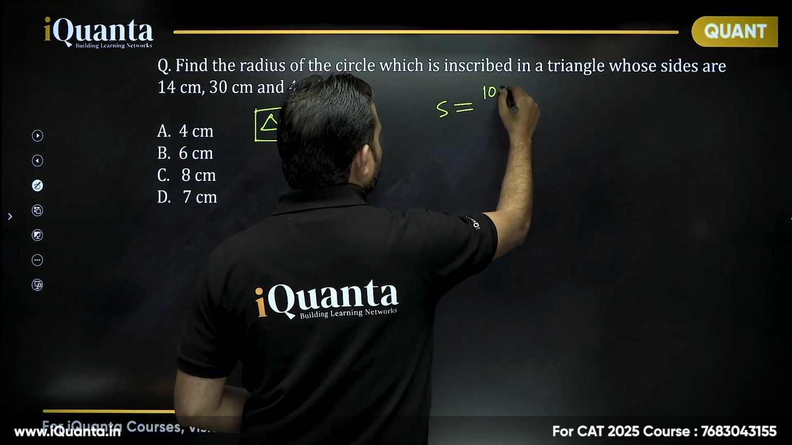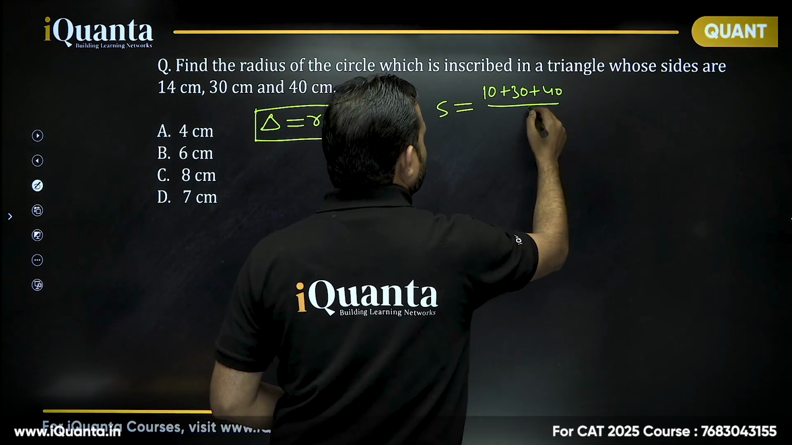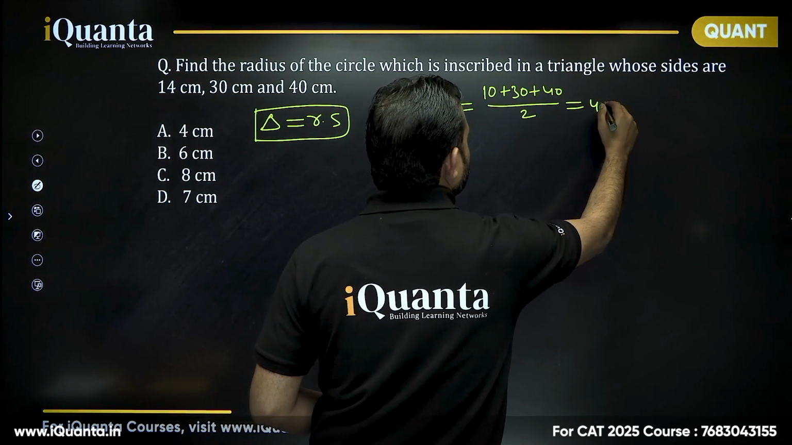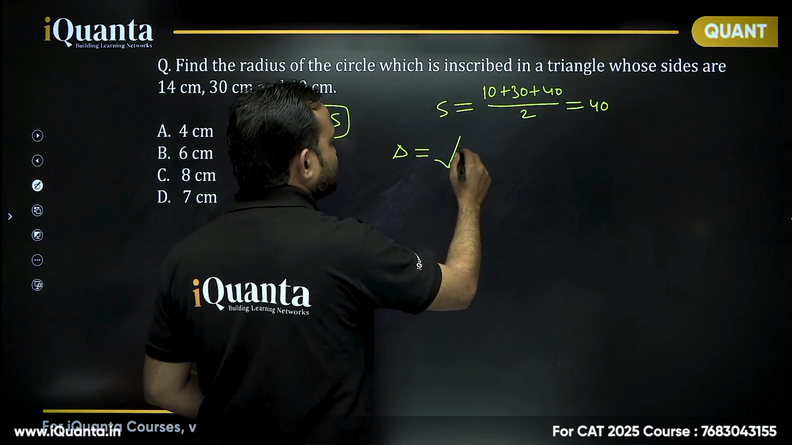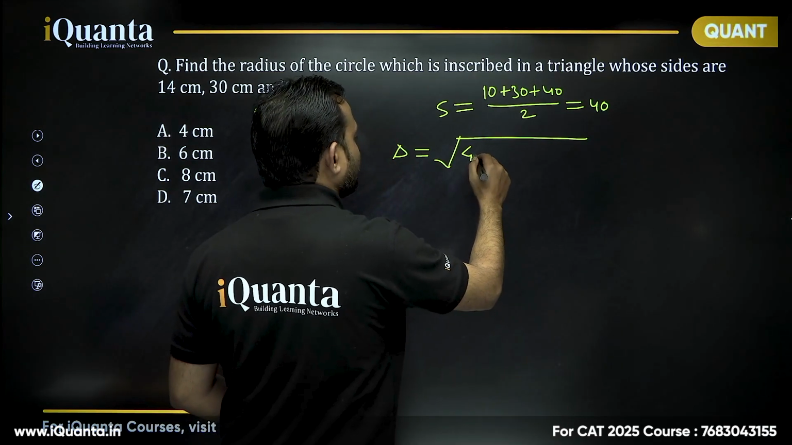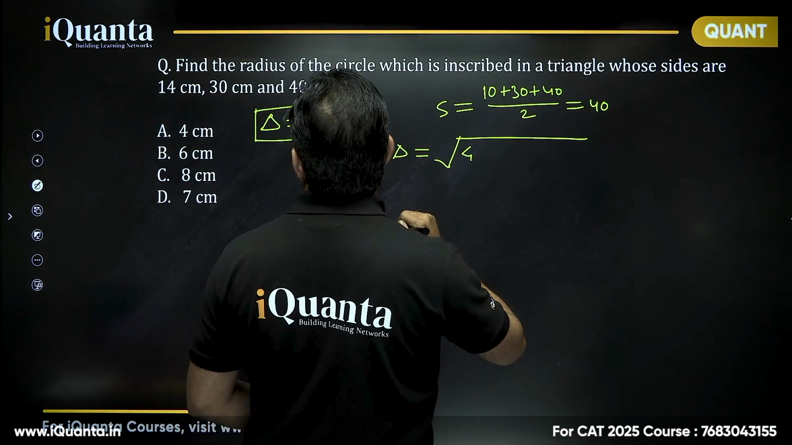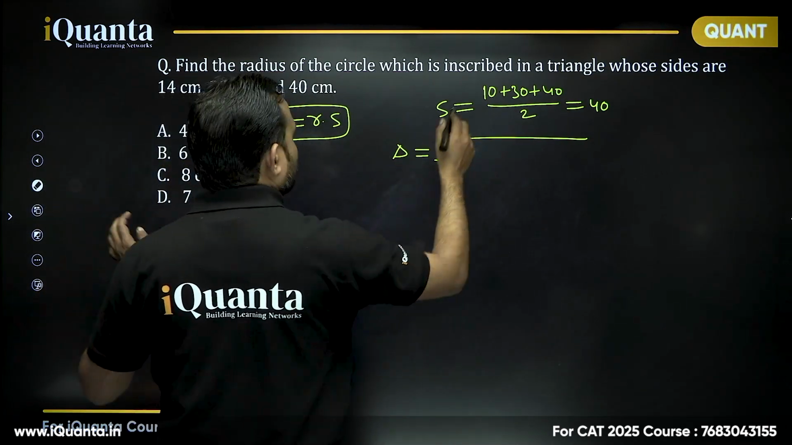S will be equal to 10 plus 30 plus 40 upon 2, which is equal to 40. Now we can find the area of this triangle. Area of triangle is nothing but the square root of S into S minus A, S minus B, S minus C. So we can put 40, this is 40. One second. Okay, this is 14, not 40.